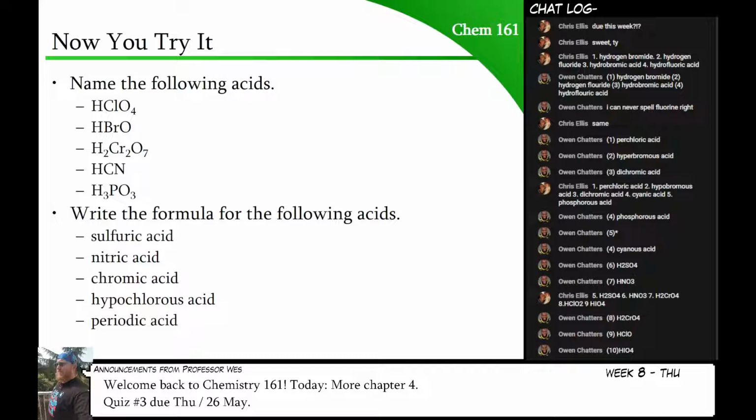All right, so here we go. This is really just, do you know what the polyatomic ions are, and can you find them? So ClO4 minus is chlorate, which becomes, or I'm sorry, it's perchlorate. Perchloric acid. HBrO, the BrO is hypobromite, which becomes hypobromous acid.